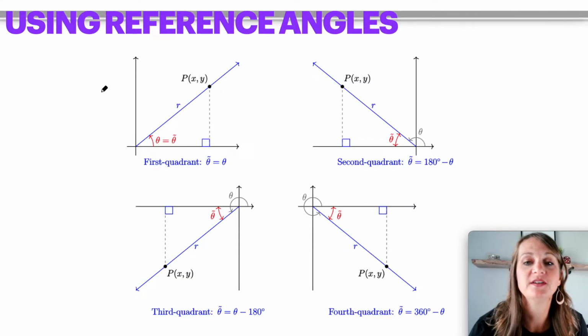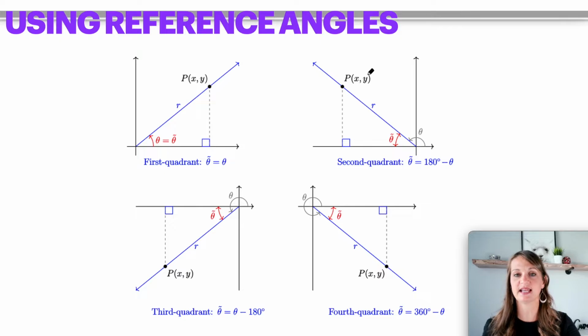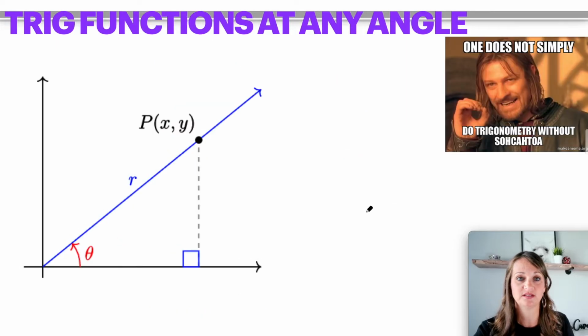So using the reference angles for it, if it's in the second quadrant, then you would use the reference angle to find whatever is inside the triangle. If it's in the third quadrant, you're looking for the reference angle that's moving back up to the x-axis. And the reference angle in the fourth quadrant, you're moving back up to the x-axis because it has to be inside the triangle.